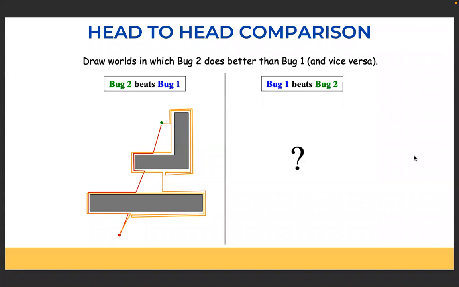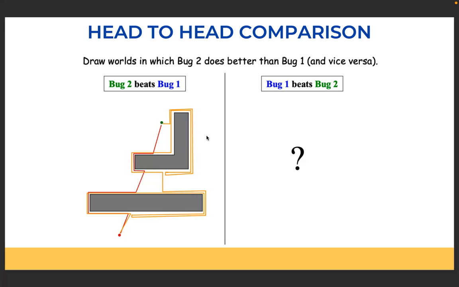So let's compare Bug 1 and Bug 2. Bug 0 is something very simple, and we are not looking at it, because in most cases it will always get stuck. So we are only looking at Bug 1 and Bug 2, and how these two compare. We'll look at two environments: one in which Bug 2 beats Bug 1, and another where Bug 1 beats Bug 2. In the example we saw, Bug 2 follows this red path, while Bug 1 follows this huge yellow path. You can clearly see that Bug 2 beats Bug 1.